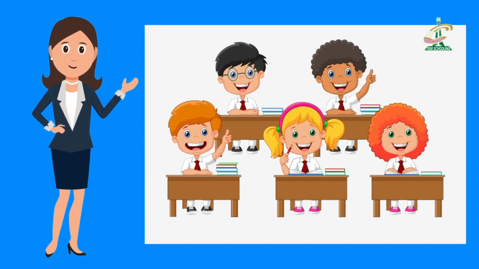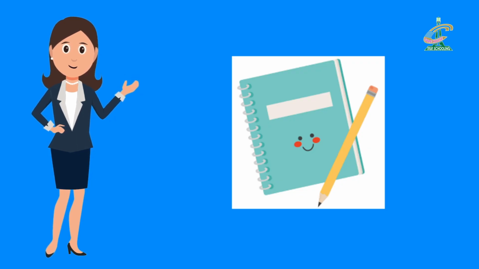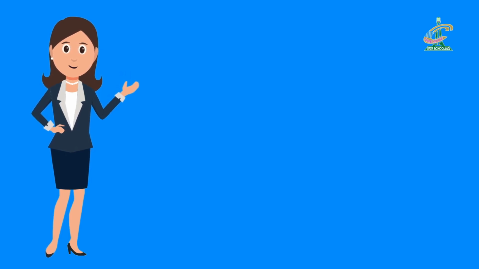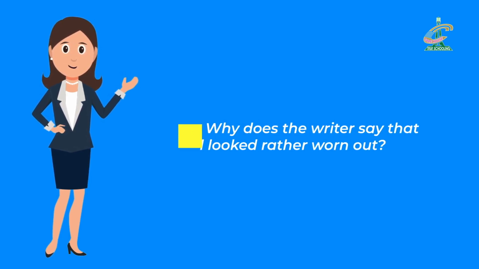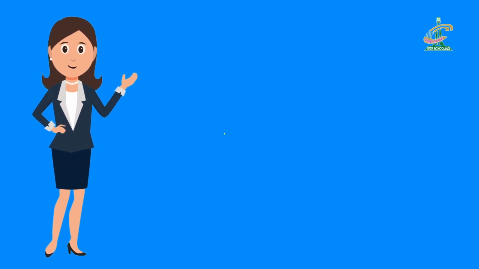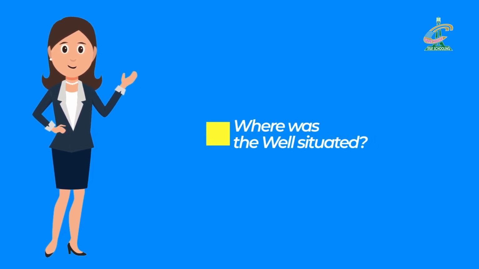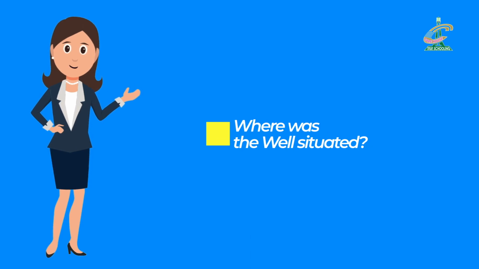And now it's time for your home task, your homework. There are only 2 questions for your homework. Question number 1. Why does the writer say that the well looked rather worn out? I repeat, why does the writer say that the well looked rather worn out? Question number 2. Where was the well situated? I repeat, where was the well situated?